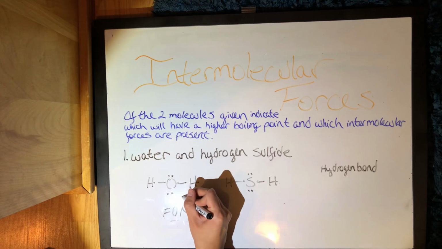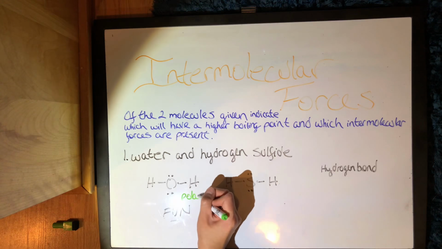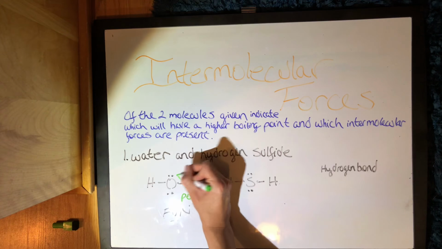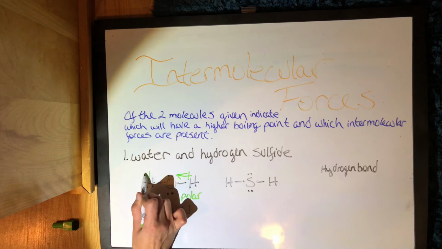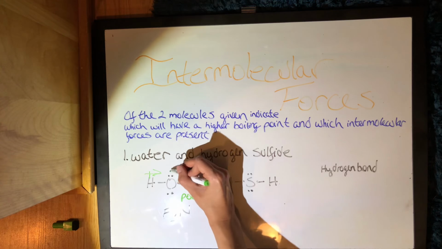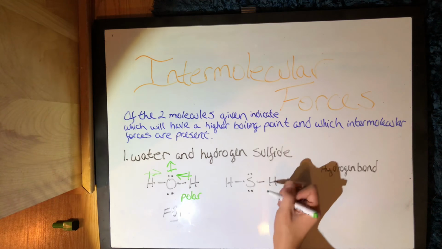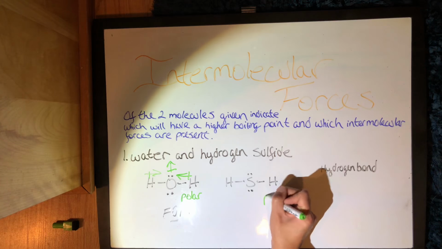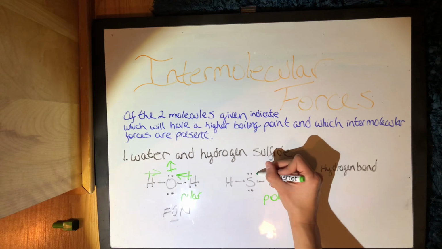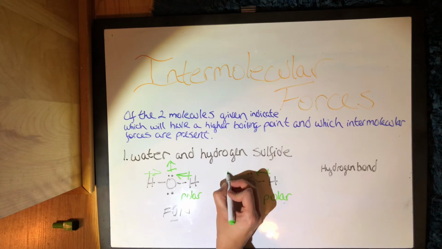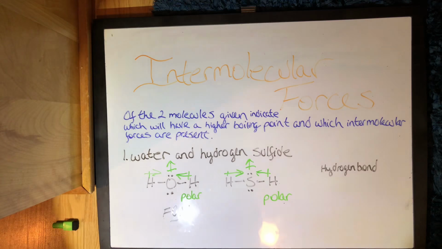So water is always going to be polar. And that's because this hydrogen goes to the most electronegative, which is O, and they go this way, so it's going to have a resultant vector of up. Now, hydrogen sulfide is also polar. Why? Because hydrogen also goes to sulfur, the most electronegative. So it's going to have a resultant vector of that.